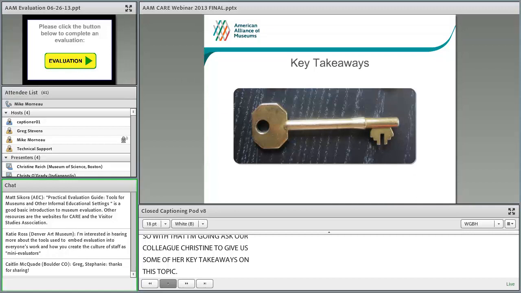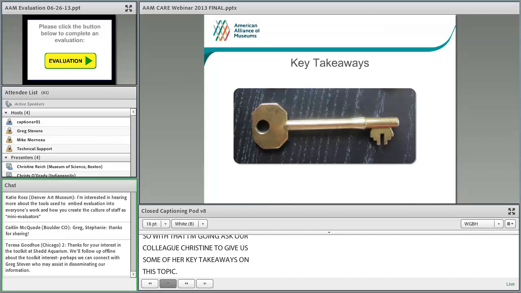Nice. I like that very much. And I'm looking at a comment that our colleague Katie Ross had a little bit ago, in which she wants to know a bit more about some of the tools that you've used to embed evaluation into everybody's work and how you go about creating that culture of staff as mini evaluators. I know you've talked about some logic models and team initiatives. Anything that we haven't covered in that, some practical tools for colleagues to help them out.